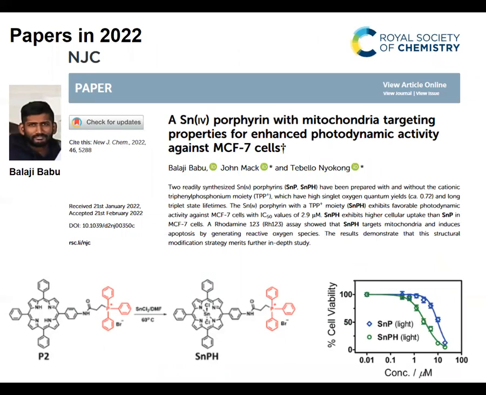The big focus of what we've been looking at recently has been to add functionality which helps to target mitochondria, because even under hypoxic conditions, which tends to be the case with cancer cells, mitochondria retain a high oxygen concentration, and that helps to generate singlet oxygen. And we obtained favorable results when we added a mitochondria targeting moiety to porphyrin, and we're going to extend that to other porphyrin analogues in future.